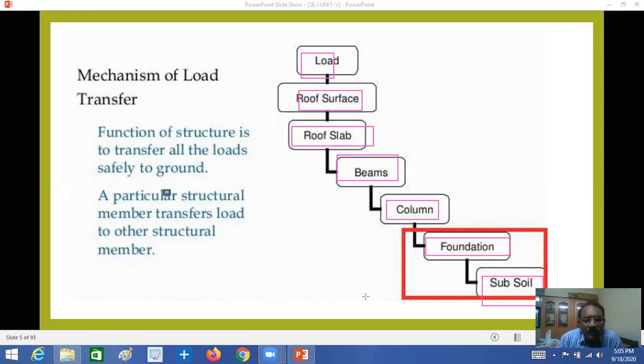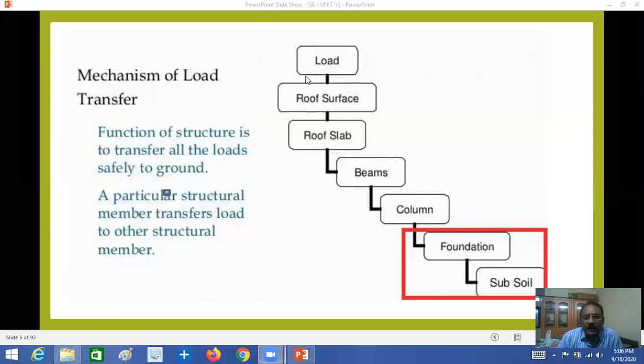This is the mechanism of transfer of loads. This is a very important point for civil and structural engineers: how loads will transfer. First from the top load to the roof surface, to the slab, to beams, to columns and foundation, and ultimately it will transfer to your subsoil. So this is the mechanism of load transfer safely to the ground.